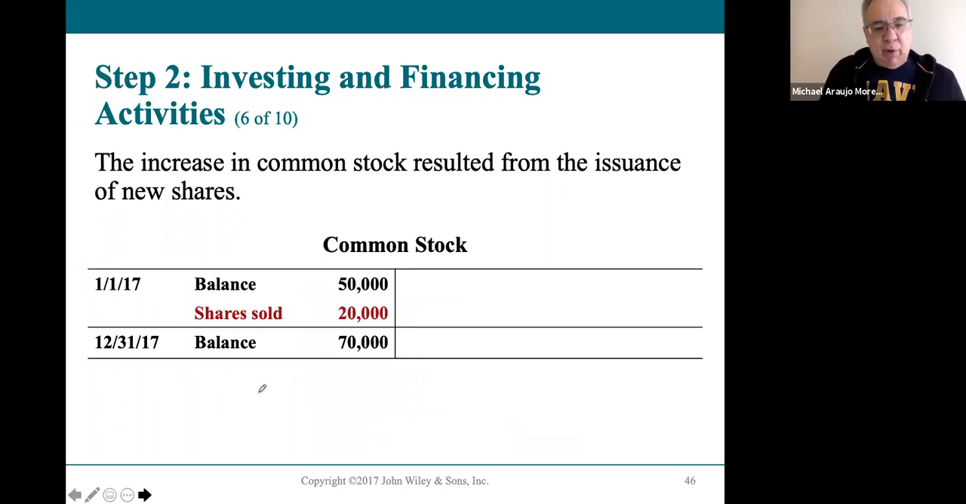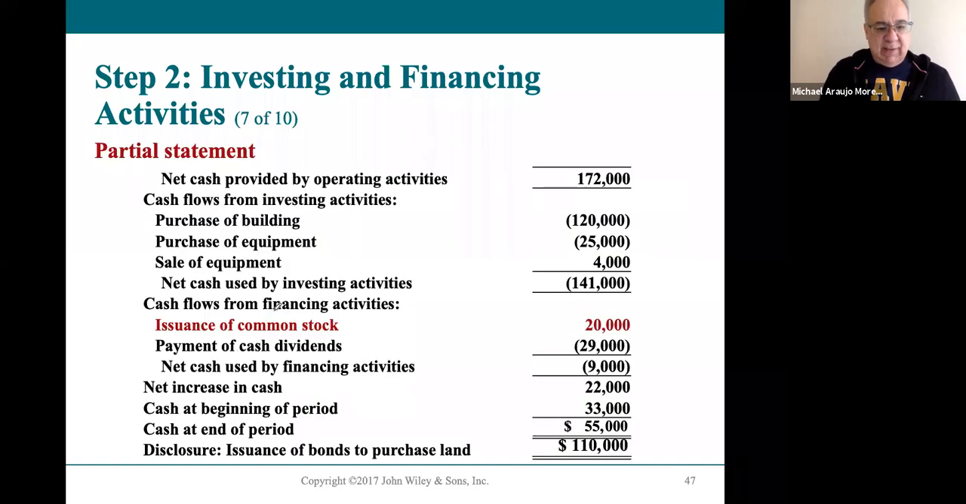The company raised some money. They sold $20,000 of common stock. So the common stock account increased $20,000, but that's because they collected cash from that. Because it's common stock, it's a financing activity. Finance activities come from liabilities and stockholders' equity mostly. So when they sold common stock, they raised $20,000 in cash coming in.